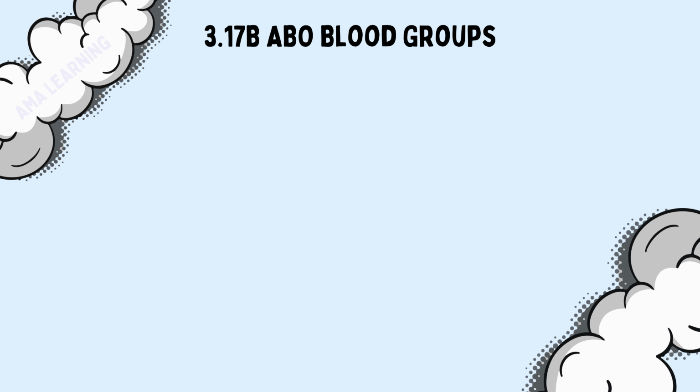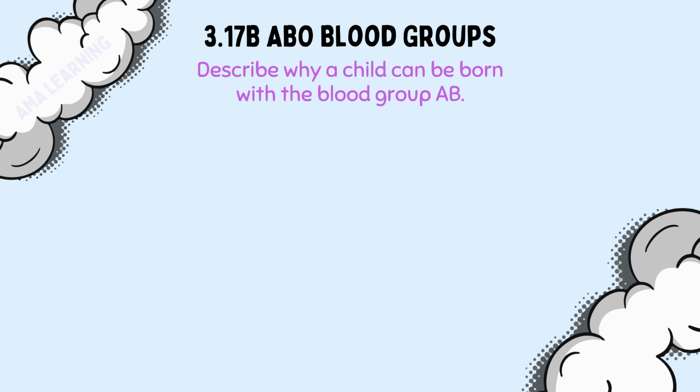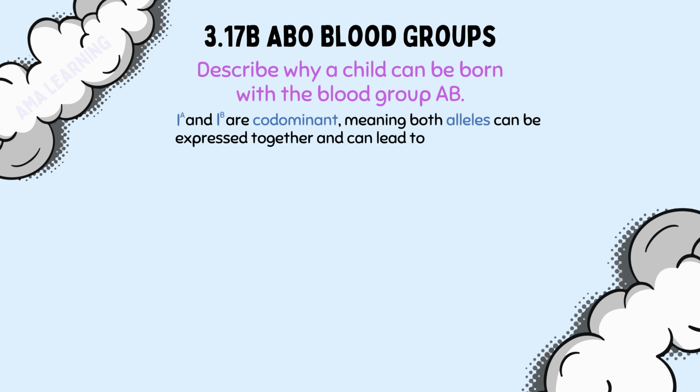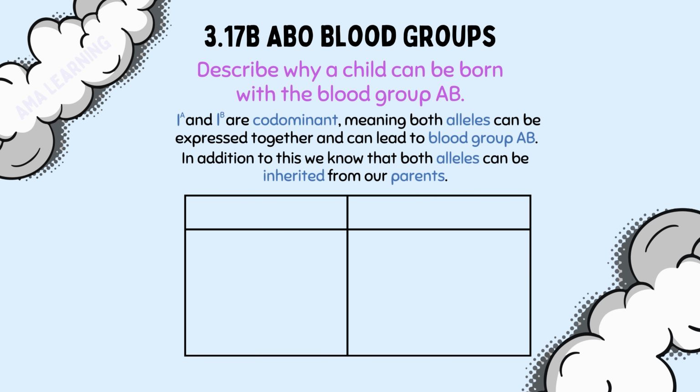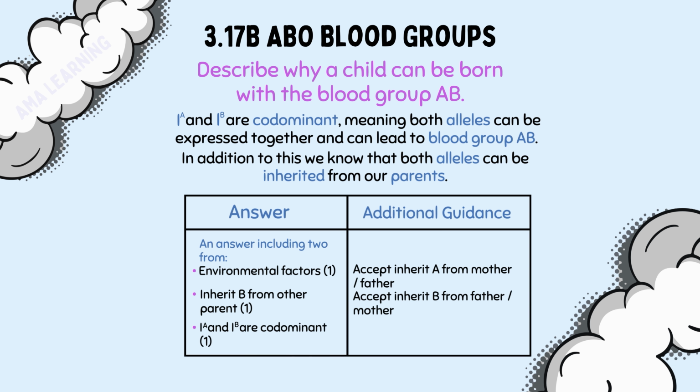Let's apply what we have learned to a past paper question. This question is asking us to describe why a child can be born with the blood group AB. We know from our learning that IA and IB are codominant, meaning both alleles can be expressed together and can lead to blood group AB. In addition to this, we know that both alleles can be inherited from our parents. If we compare our learning to the mark scheme, we would have got the marks outlined in every single bullet point. So full marks. Well done.